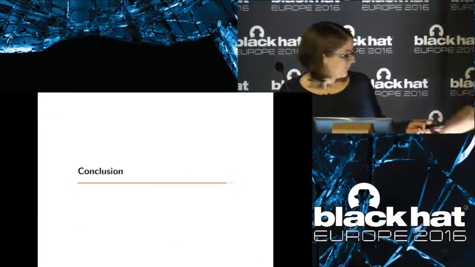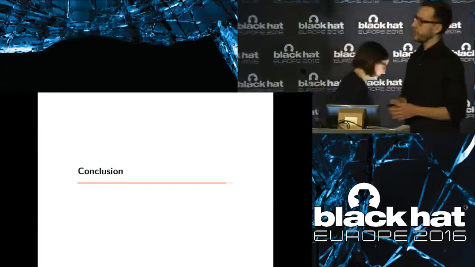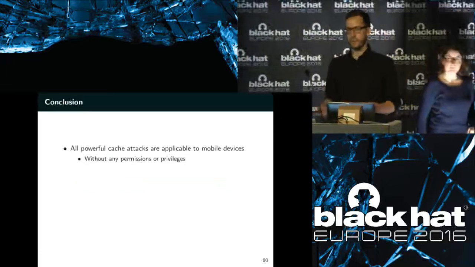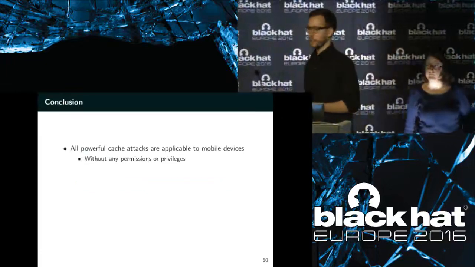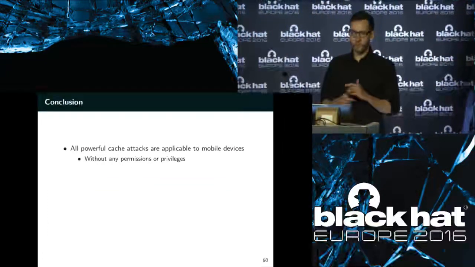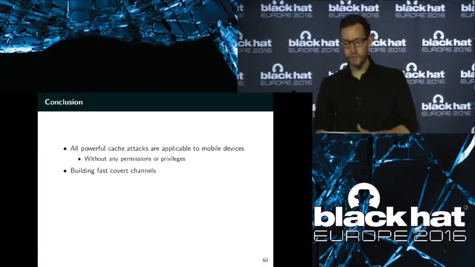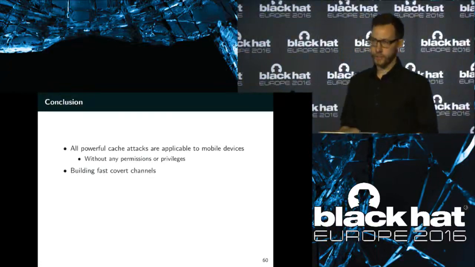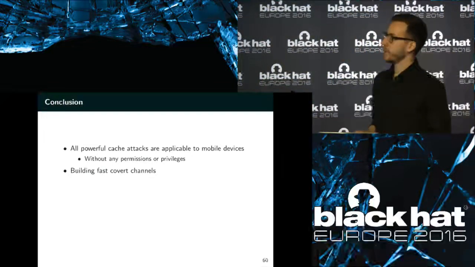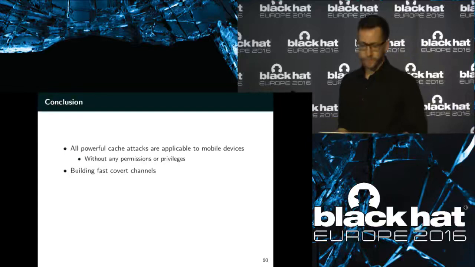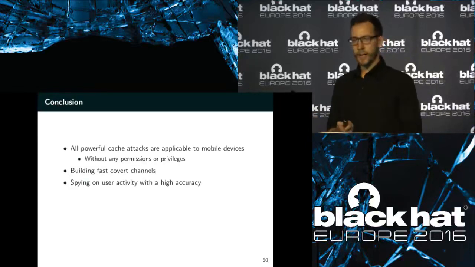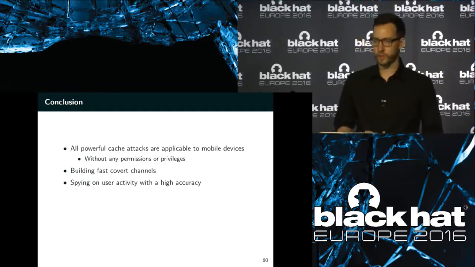Now for the conclusion. What we've seen today is that all of the powerful cache attacks are also applicable to mobile devices, and they do not require any permission or any privilege. You can use them to build fast covert channels to evade the sandboxing and privilege permission system. And you can use them to spy on the user's activity with a very high accuracy, as we have seen in the demo as well.